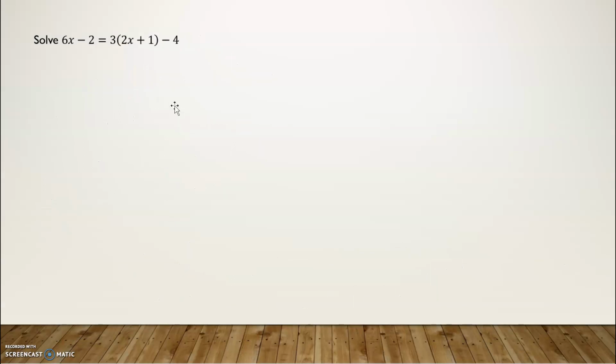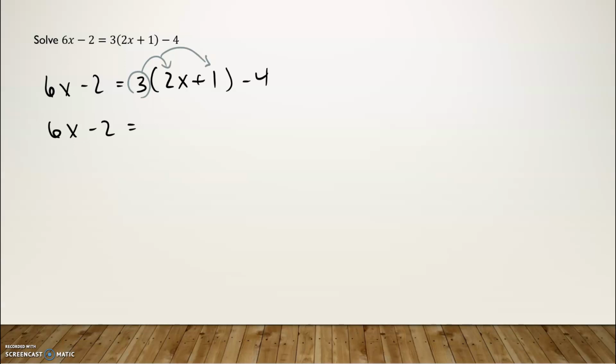Okay, now let's look at this one right here. 6x minus 2 equals 3 times the quantity 2x plus 1, minus 4. First thing I'm going to do is distribute this 3 to the 2x and to the 1. 6x minus 2, 3 times 2x is 6x. 3 times 1 is 3, minus 4. Okay, so 6x, and then 3 minus 4 is negative 1.